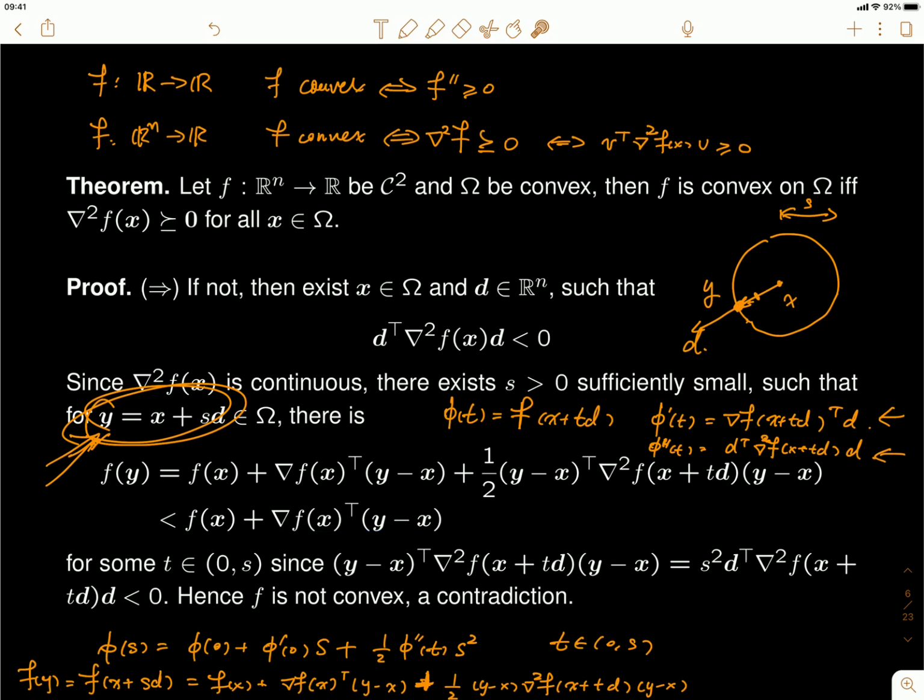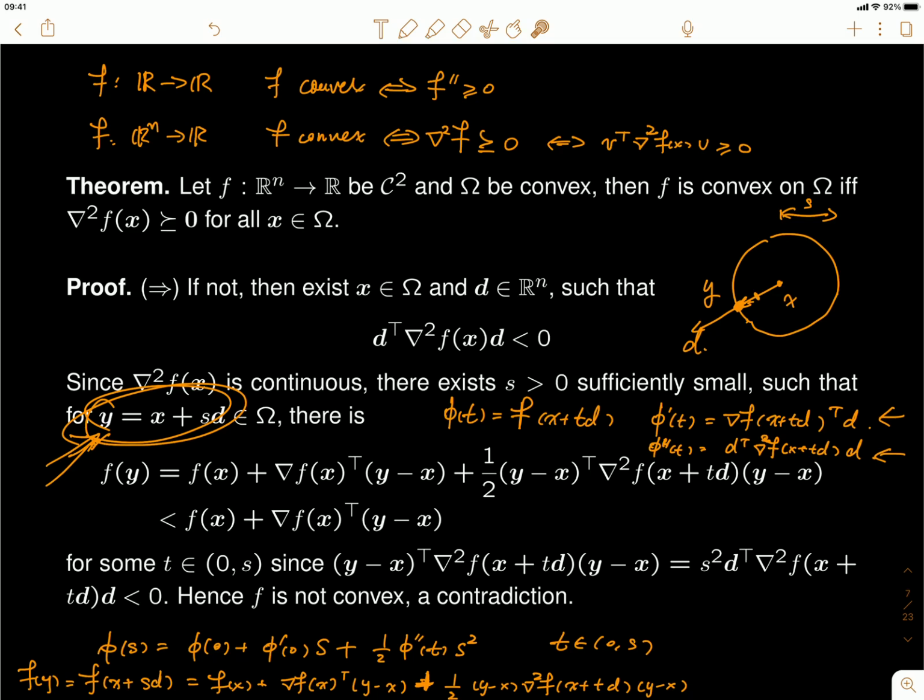Okay? And now from here, you can see that because this f is convex, this cannot happen. Since we know that for convex functions, f of y is always greater than or equal to f of x plus that. Right? That's from the previous lecture. So this should always be greater than or equal to that. But now we found some y such that this is less than that. That is a contradiction to the fact that f is convex. And that is impossible. So that means we cannot really find any x and vector d such that this is negative.